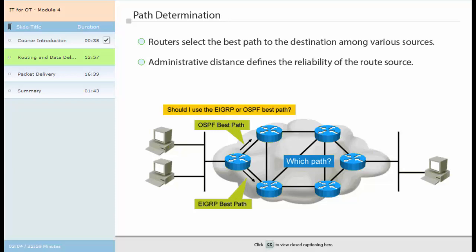As seen here, the router on the far left has two paths to the destination network on the far right. One of the paths is learned through a dynamic routing protocol called Open Shortest Path First, and the other path is learned through Enhanced Interior Gateway Routing Protocol. Since EIGRP has a better, lower administrative distance than OSPF, the router on the far left will use the EIGRP path and publish only the EIGRP path to the destination network in the routing table.